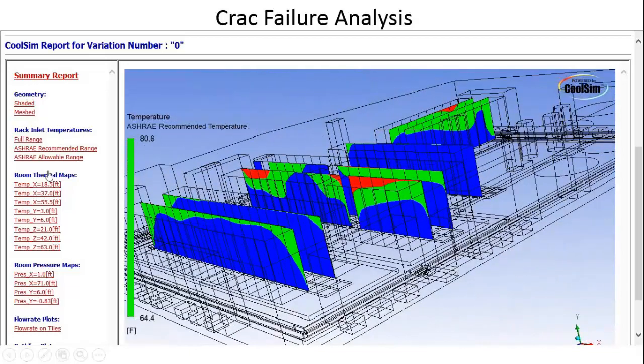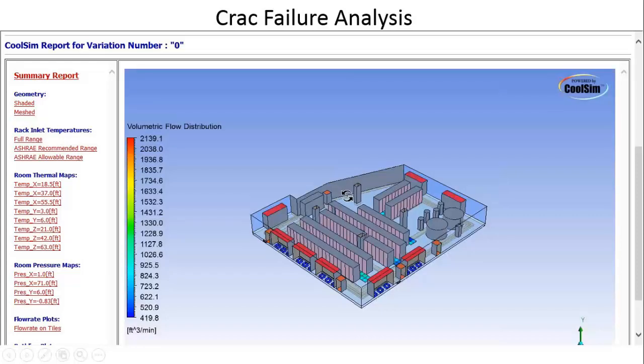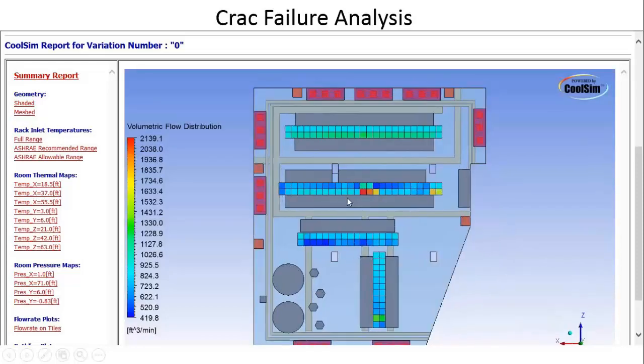So flow rate gets affected quite dramatically. We can take a look at flow rate again and flip this around. And you see flow rate's still looking fairly normal. We've got some issues over here, though, with flow rate. It's not doing too well as well.